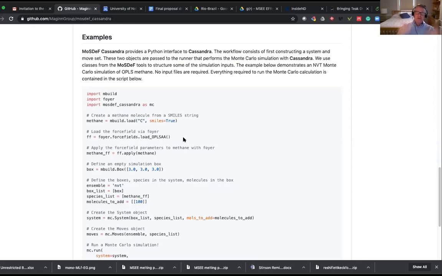So there's a whole new interface. MoSDeF has changed quite a bit over the last year or so, and it's still in active development. So TraPPE-UA is complete now in MoSDeF? Yeah, yeah. Ilya's group put that in. Okay, thank you.